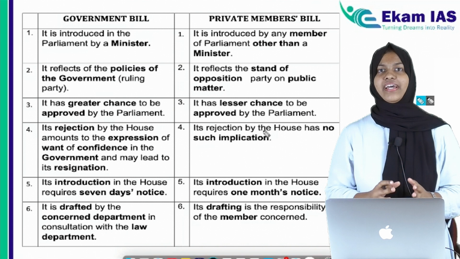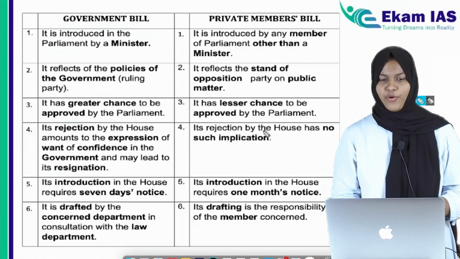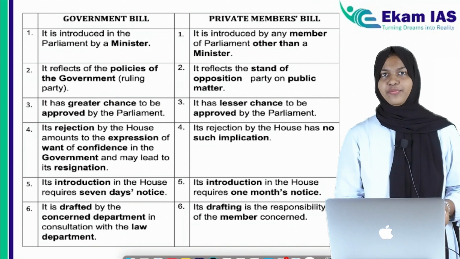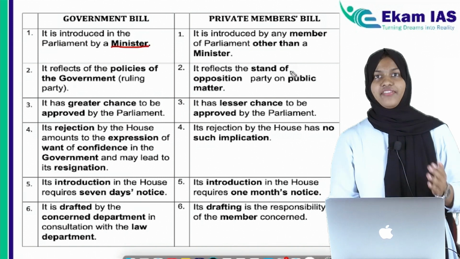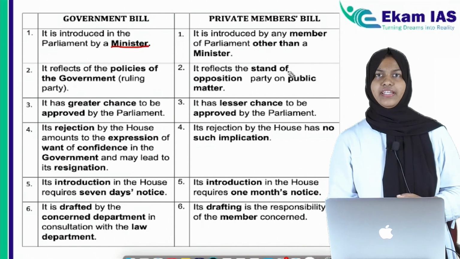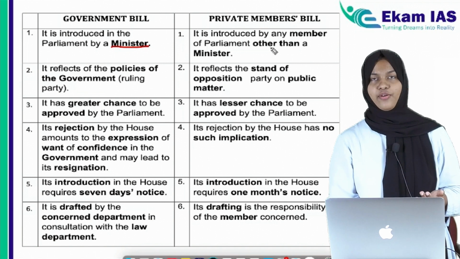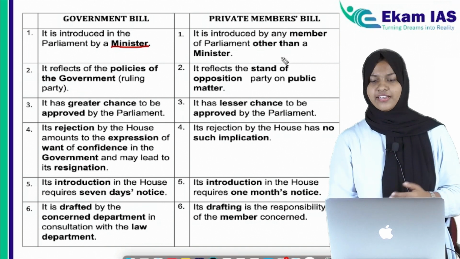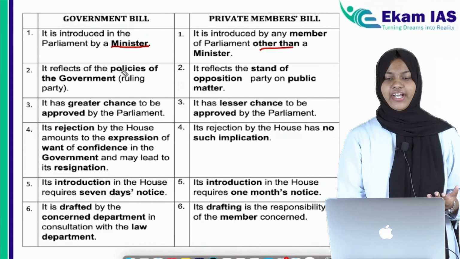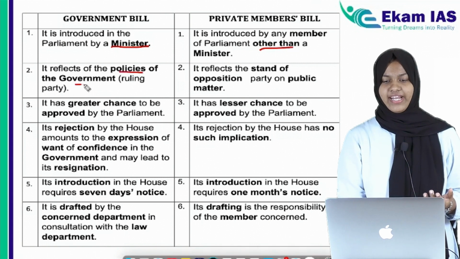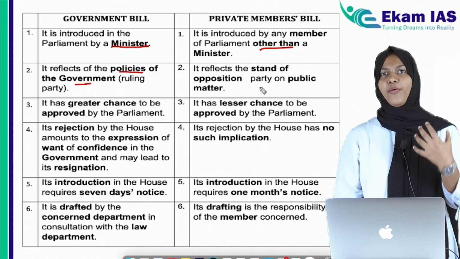Now let's see the comparison between a private member bill and the government bill. One difference that we have seen is that a government bill will be introduced by a minister, whereas a private member bill will be introduced by a member of parliament who is not a minister, or a member of parliament other than a minister. And most probably the government bill will contain the government policies, whereas a private member bill contains the stand of an opposition party.